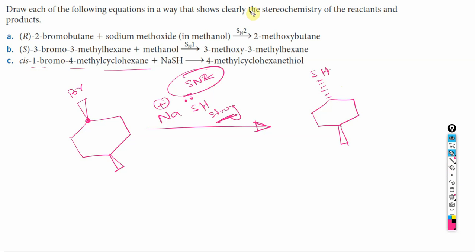So this is what the structure is, which is 4-methylcyclohexane thiol. They have given you the structure, the name of the product, but they didn't give you the stereochemistry, and you should know that the stereochemistry is going to be the trans stereochemistry here, because of the inversion of configuration that the molecule undergoes.